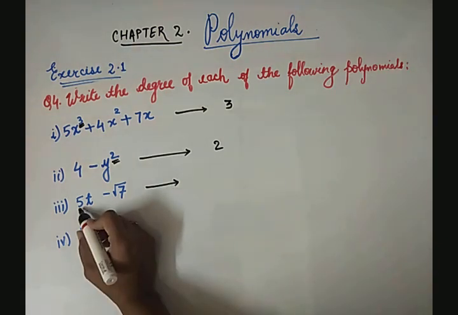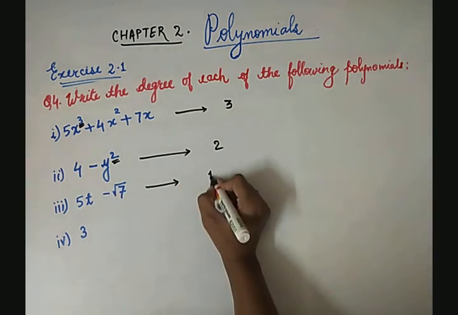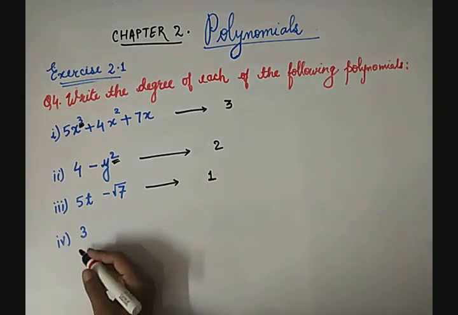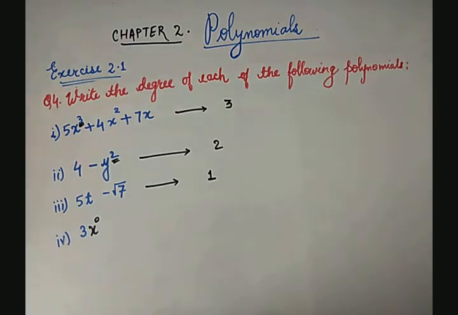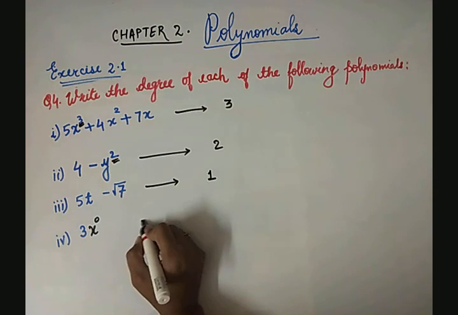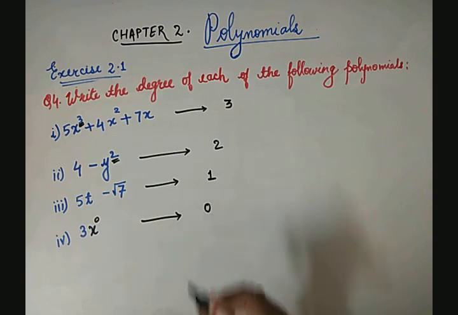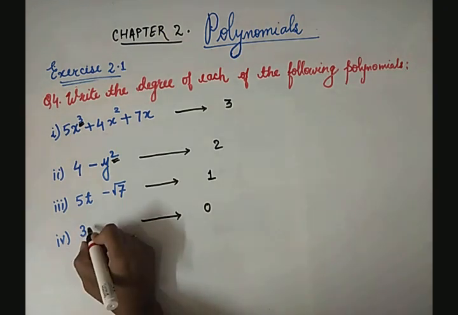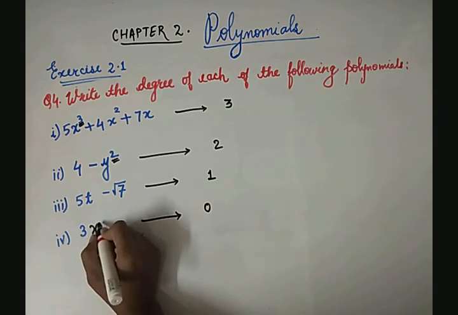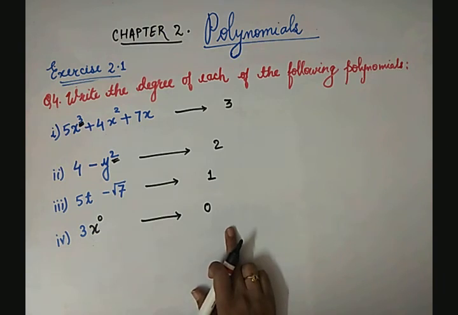Next one, 5t minus root 7. What is the highest power? Nothing means what? 1. So the degree is 1. Now here it is a constant. I can write it as 3 into x raised to 0. Anything raised to 0 is 1, no? 1 into 3 is 3. So the highest exponent of that polynomial is 0. That's why the degree is 0. Clear? When nothing is there, the degree is 0 because it is a constant polynomial, which is the constant into x raised to 0. The highest power is 0. So write its degree as 0.